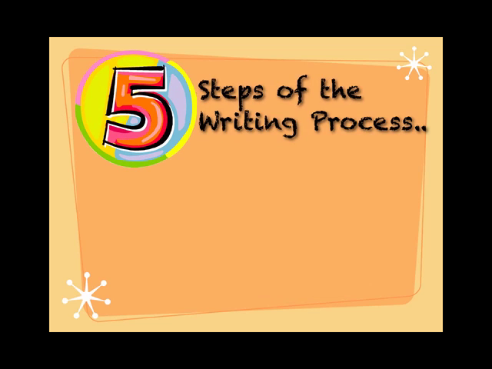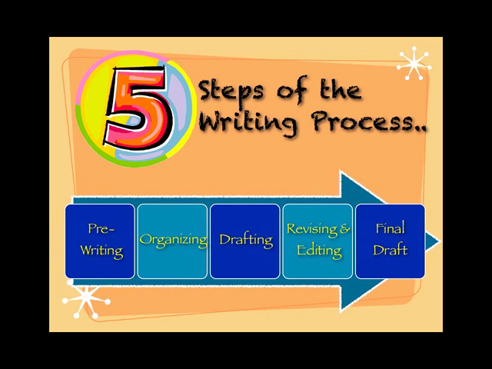There are 5 steps in the writing process. These are pre-writing, organizing, drafting, revising and editing, and the final draft. In order to remember these 5 steps, we've created what we call an acronym, a series of initials that will help you to recall the 5 steps. That acronym is PODREF, P-O-D-R-E-F, and that stands for P, pre-writing, O, organizing, D, drafting, R, revising, E, editing, and F, final draft. So remember that acronym, PODREF, and you will remember the 5 steps of the writing process.